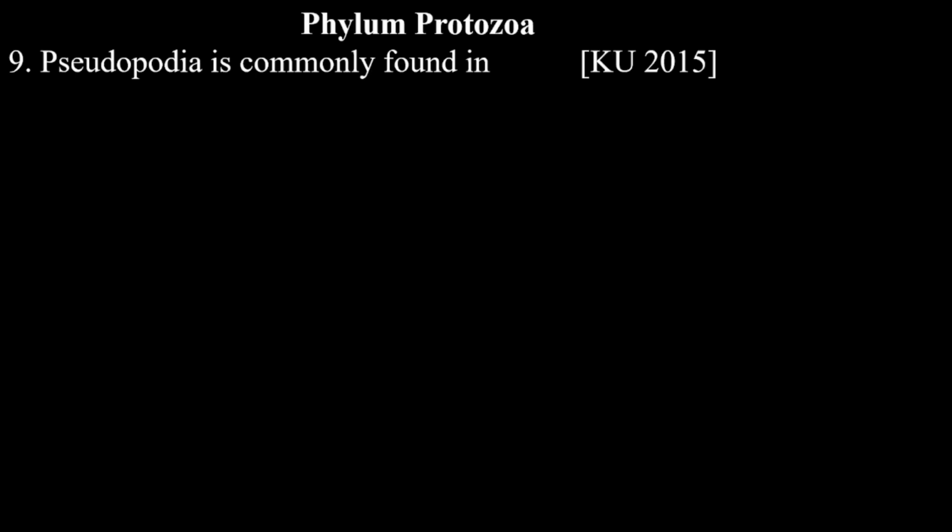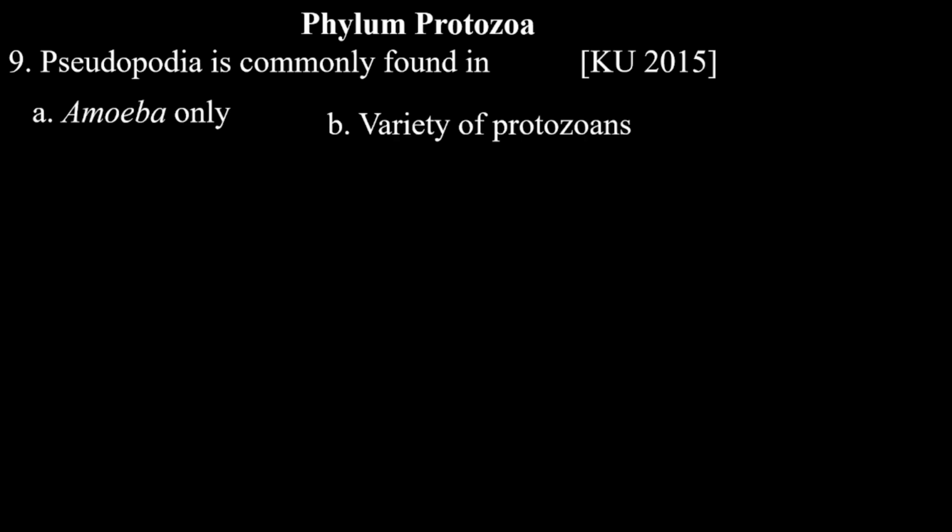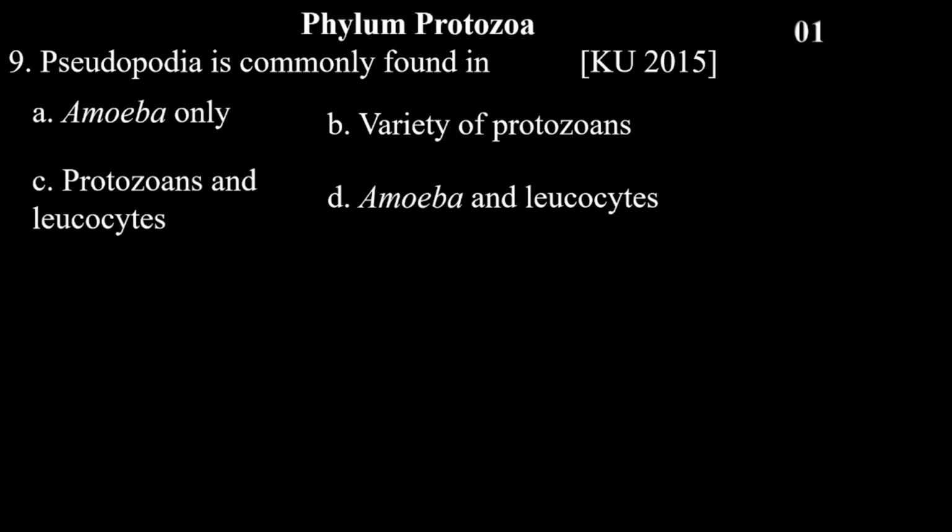Question number 9. Pseudopodia is commonly found in, your options are A. Amoeba only, B. Variety of protozoans, C. Protozoans and leukocytes, and D. Amoeba and leukocytes.